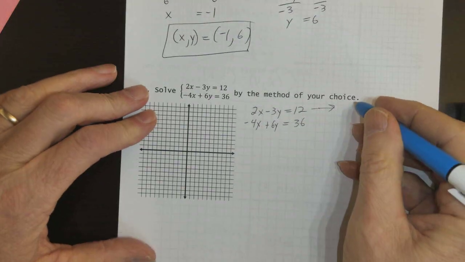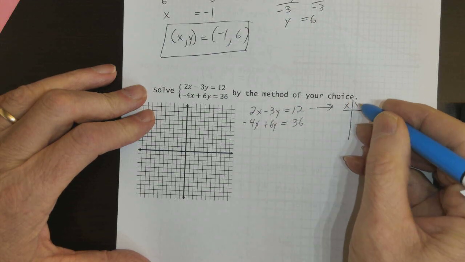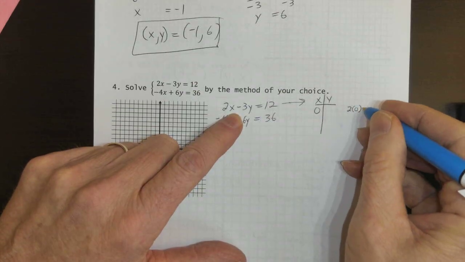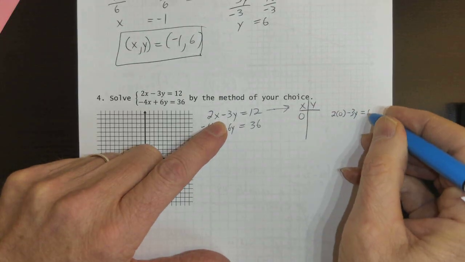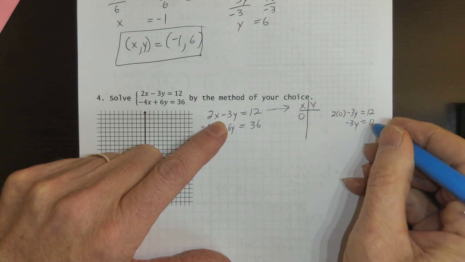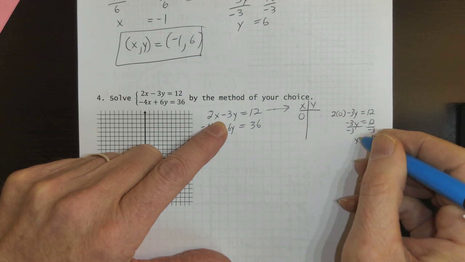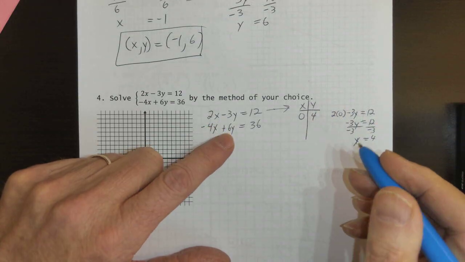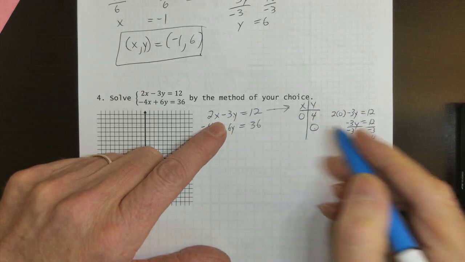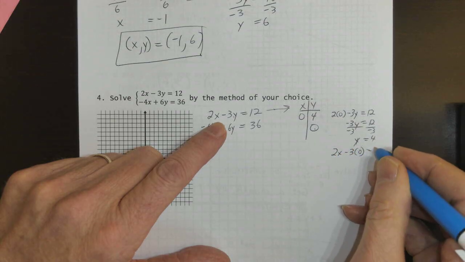And if I'm graphing this one, maybe I'll make a table with this one. X, y, let x be 0. And 2 times 0 minus 3y equals 12. That's negative 3y, because that's just 0, equals 12. Divide by negative 3. Y is 4. Okay, let me get a 0 for the y here. And that is 2x minus 3 times 0 equals 12.